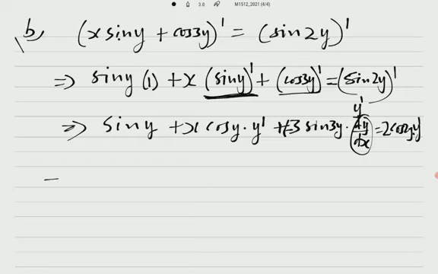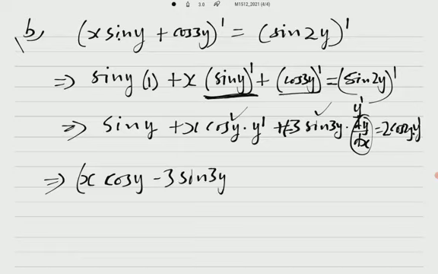Now we need to solve for y prime. We can bring the y primes together now. So we have x cos y from this part. That's the first term. The next term is this one, which is minus 3 sine 3y, and then the last term is this one, which comes from the right, minus 2 cos 2y, and then you have y prime outside.